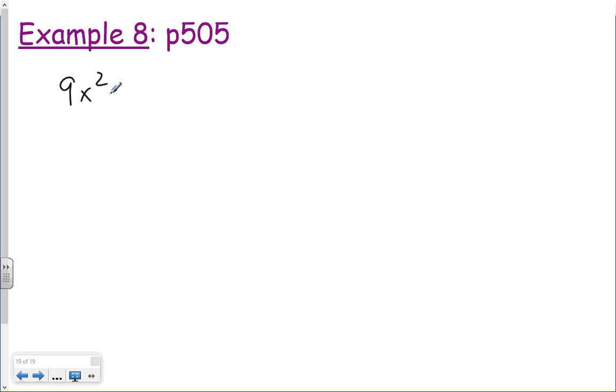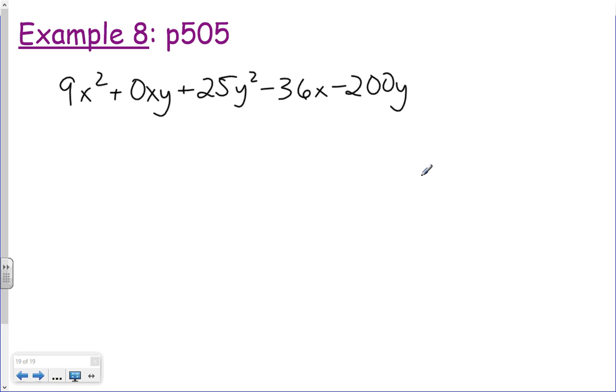I'm going to go ahead and write plus 0xy. I didn't write that down, but that way when I go to plug in values, I'll remember to plug that in correctly there. Plus 25y squared minus 36x minus 200y plus 211. And that is equal to 0.